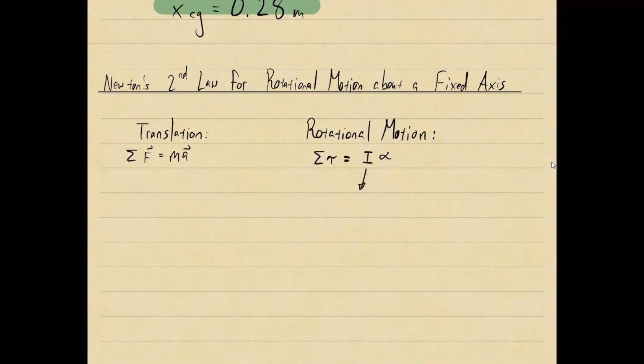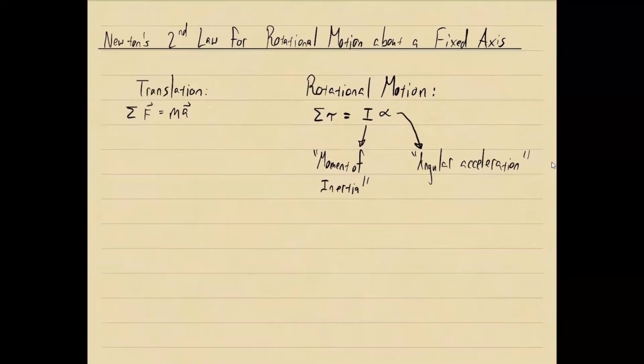So here I is the moment of inertia, and this sort of functions as, quote unquote, the rotational mass for our system. So the larger the moment of inertia for our object, the harder it is to get it spinning if it's not already doing so. And then alpha, just like we saw last time, this is our angular acceleration.